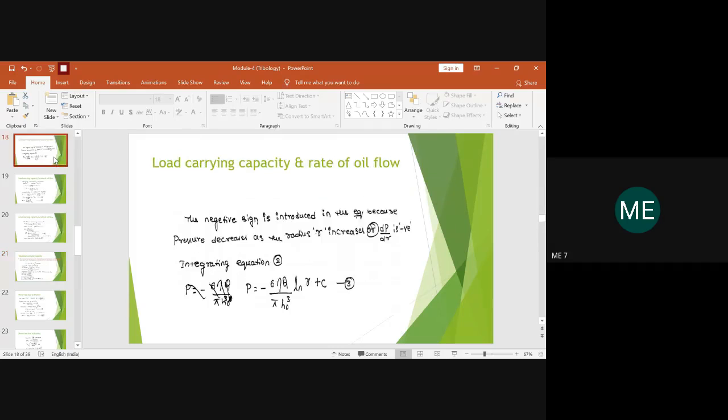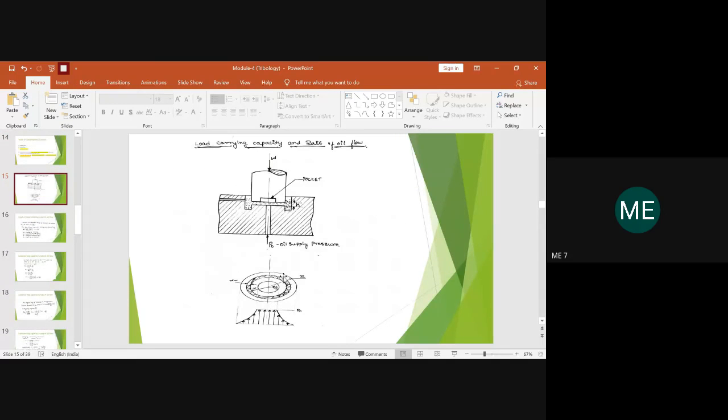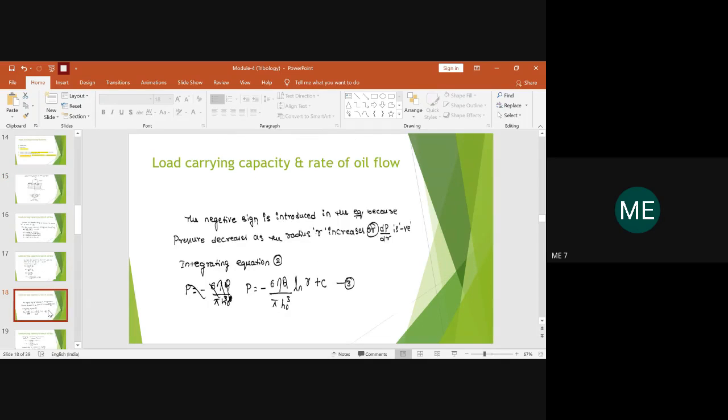If you see the diagram over here, this is small r and this is capital R. Between small r and capital R is our elemental ring, basically the clearance part. In the second boundary condition, we assume small r is equal to r naught. The same thing is shown over here.